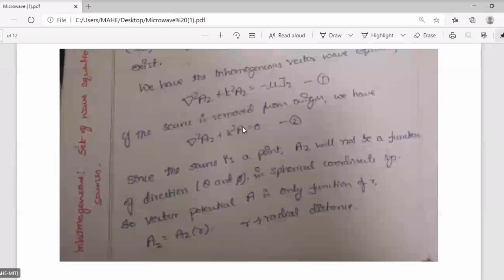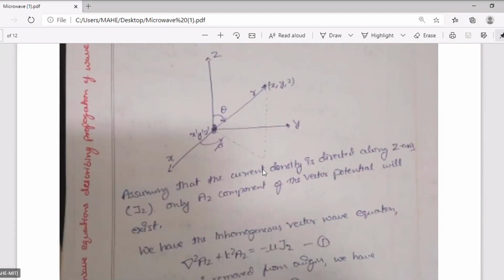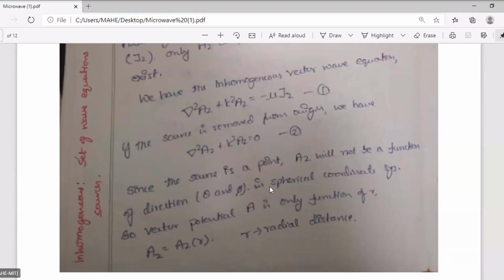Az will be a function of r, because for different r, the distance from the source is different. So Az is definitely a function of r, but Az is not a function of theta and phi. Okay, so since the source is a point, Az will not be a function of direction theta and phi in the spherical coordinate system. So vector potential A is only a function of r. Az is equal to Az of r. R is the radial distance from the point source.